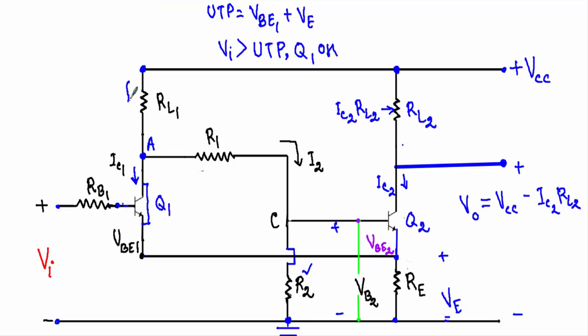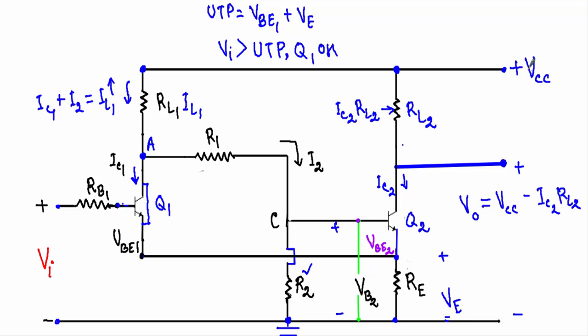If I consider the current through this RL1 equal to IL1, our IL1 was equal to I2, but now we have an additional current IC1, and this IC1 is the saturation current of the transistor Q1. Sudden flow of this IC1 will increase the value of this IL1 drastically, and you will see that as the value of this IL1 increased, therefore the value of IL1 RL1, that means this ohmic drop, voltage drop, will also increase.